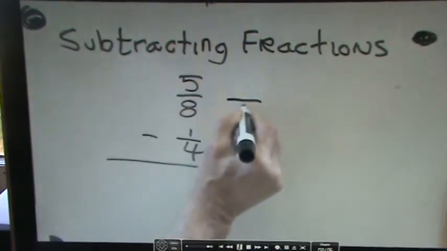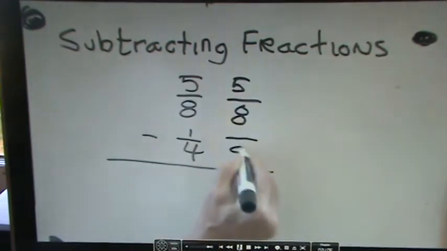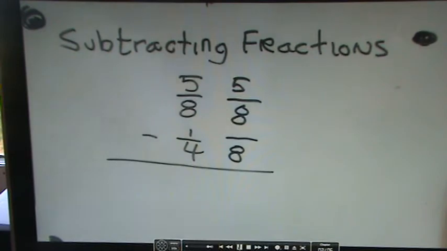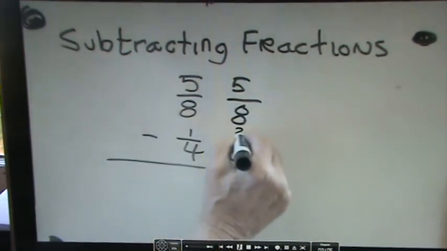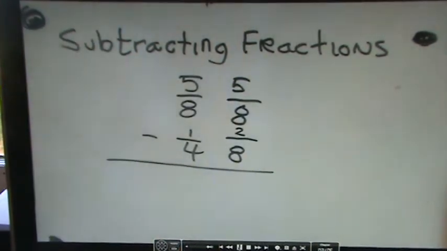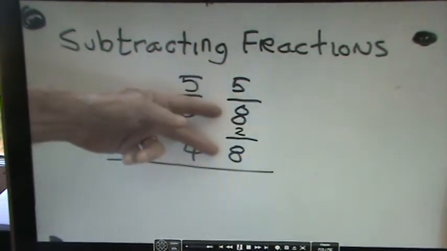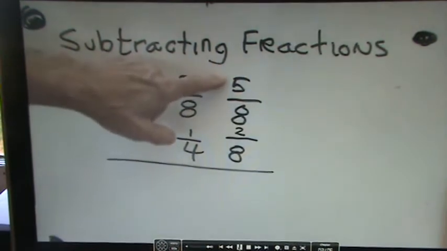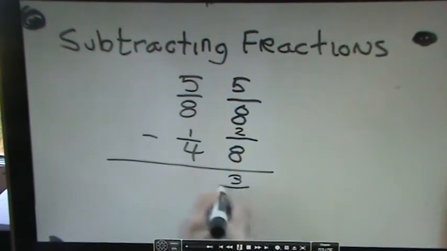So this time we'd only have to rename one. We don't have to rename this one because it's already an 8. So we have to rename this fraction in terms of eighths. Well, 4 times 2 will give me 8. So then 1 times 2 gives me 2. Now I've renamed this fraction in terms of eighths so the denominators are the same. Now I can say 5 take away 2 gives me 3 eighths. So 5/8 take away 2/8 is 3/8.